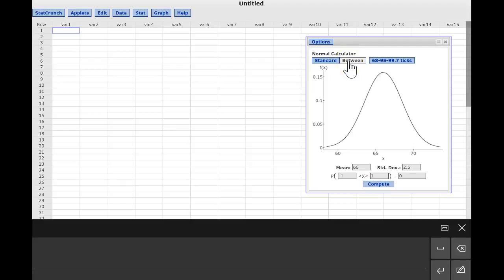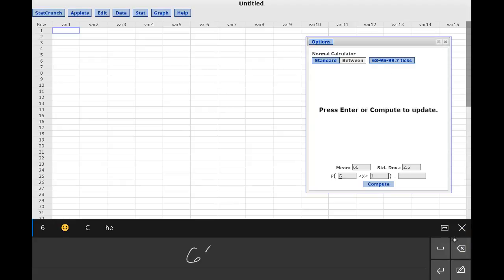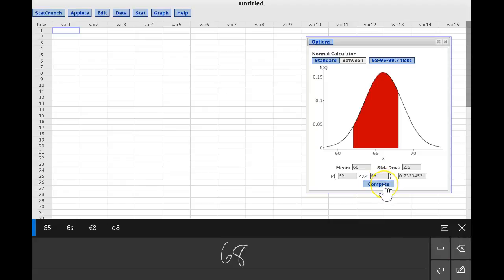Notice I could also take a look at what if we wanted to know the chance of a woman being between 62 and, let's say, 68 inches? I could compute that, and just by clicking the between option up here, you can change to two different boundaries. That's a 73% chance that you get a woman who's between 62 and 68 inches.